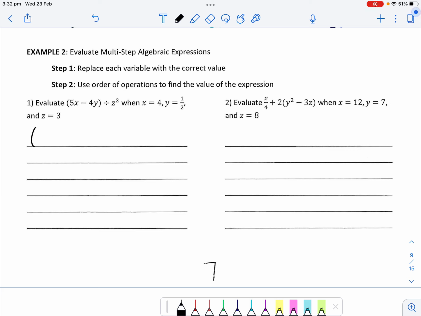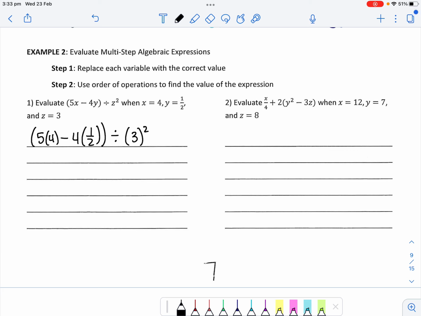I'm going to put 4 in for x. So 5 times 4 minus 4 times y is 1/2, divided by, and then again in parentheses, 3 squared. When you are replacing a variable that has an exponent, please put that variable inside parentheses, because we talked about the difference between a negative inside and a negative outside. For positives, it doesn't make as much of a difference, but for negatives, it does matter.